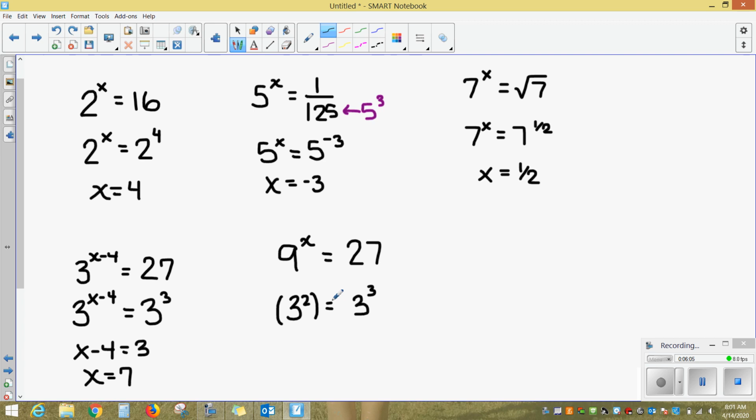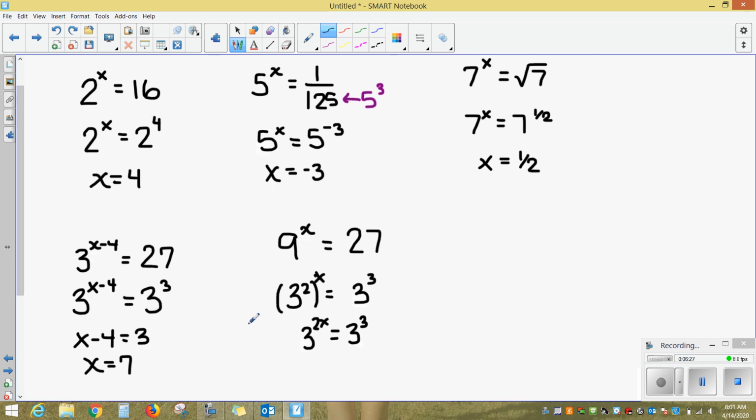So we can write 9 as 3 squared, where 9 is raised to the x power. When we have an exponent to an exponent, that was clear back in the first chapter, a power to a power means we're going to multiply those exponents. And so if we have 3 to the 2x equals 3 to the third, we can conclude that the exponents have to be the same. 2x is equal to 3. So that gives us x is equal to 3/2.